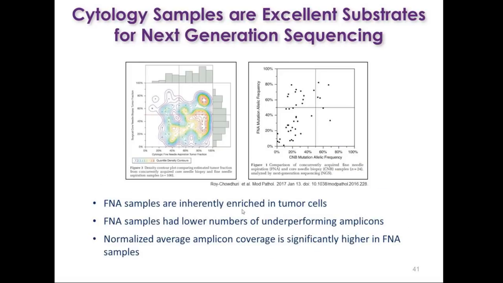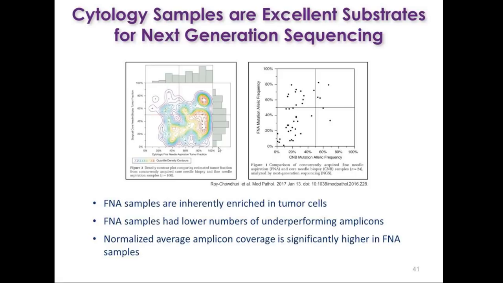We did a study at MD Anderson, and we looked at the tumor fraction of FNA specimens in comparison to concurrent core biopsies. Shown here is the tumor fraction of your FNAs against the tumor fraction of your core biopsies. And as you can see, the tumor fraction tends to be higher in the FNA specimens. This is something I mentioned earlier. It's just the inherent nature of the FNA that tends to aspirate more tumor cells. And that translates to what you see in your molecular assays.